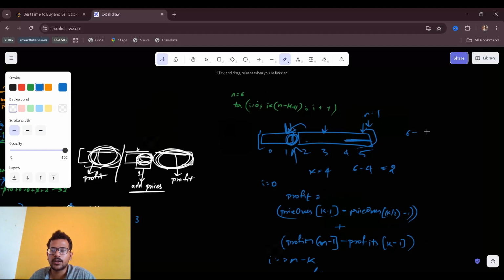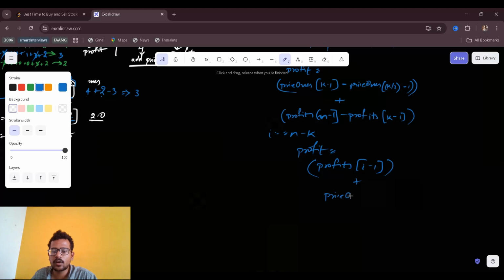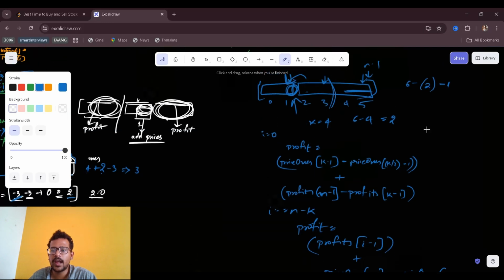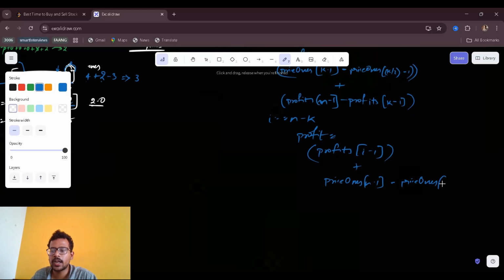Let us take k by 2, which is nothing but 2. 6 minus 2 is 4, minus 1 is 3. So if I remove till here, then I get this prices ones. So plus profits of I minus 1 plus prices ones of n minus 1 minus prices ones of n minus k by 2 minus 1. So this is how I get the profit.